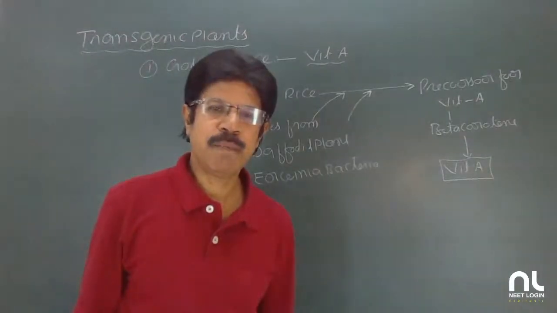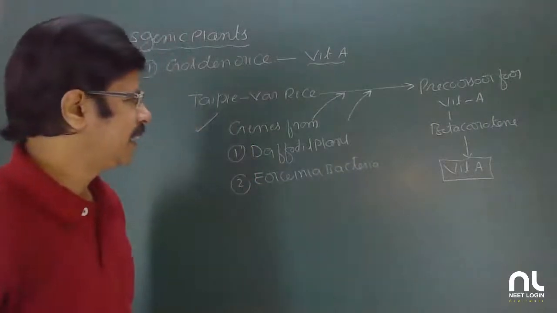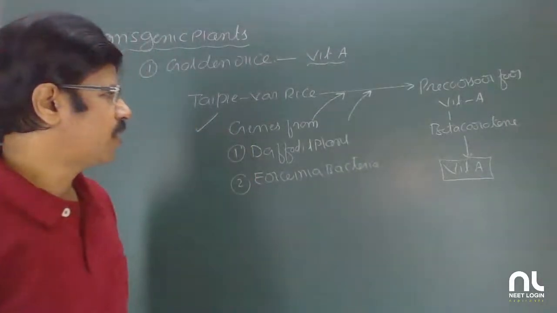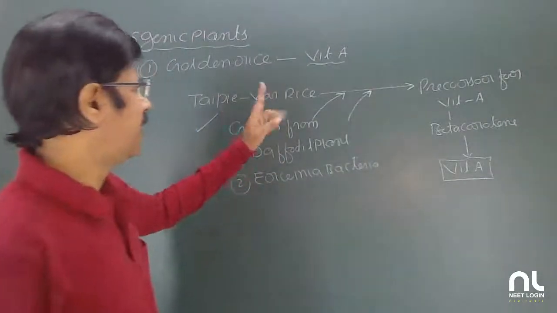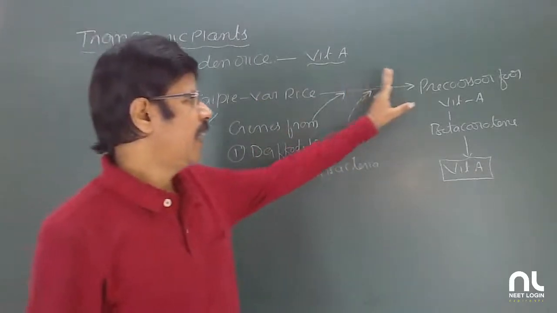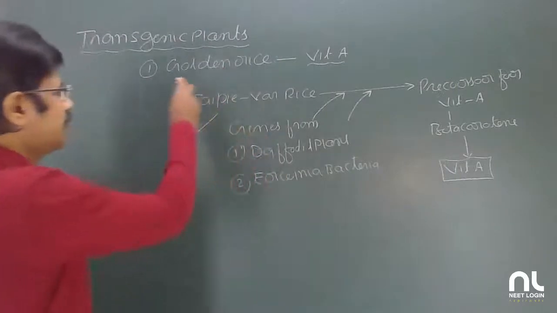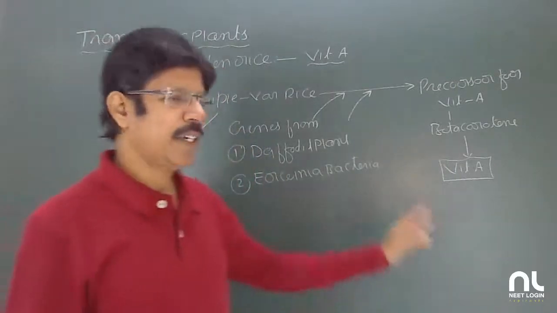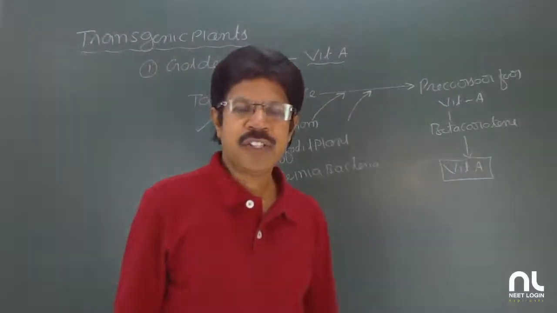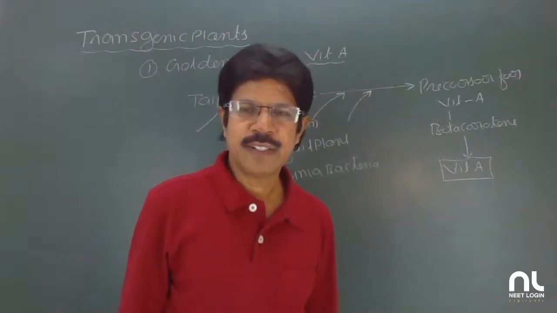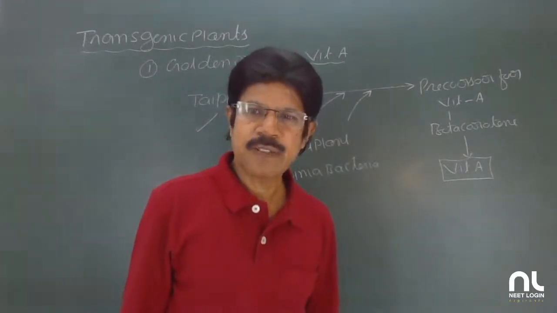So the daffodil plant and Erwinia bacterium, from these the two genes are transferred to Type A, a variety of rice, for vitamin A production. What do you call it? Golden rice. Because of the carotene, the orange-yellow color can be seen.